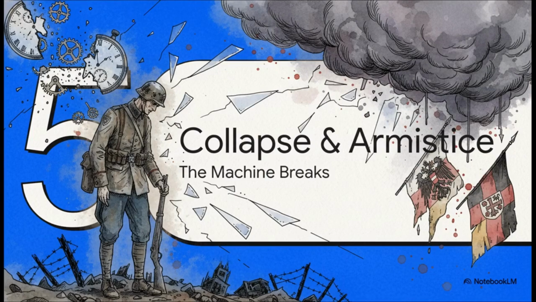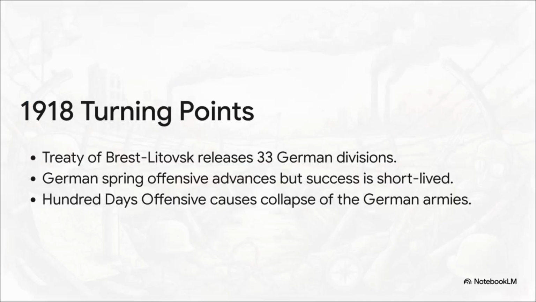Moving on to Section 5, the collapse and armistice. The machine breaks. By 1918, 4 years of just unimaginable economic, societal, and human strain culminated in a sudden, dramatic collapse. 1918 was an absolute roller coaster. Russia actually withdraws from the war, signing the Treaty of Brest-Litovsk. That move releases 33 veteran German divisions to the Western Front. So Germany takes these troops and launches a massive spring offensive, pushing deeper than anyone had since 1914. But they just couldn't sustain it.